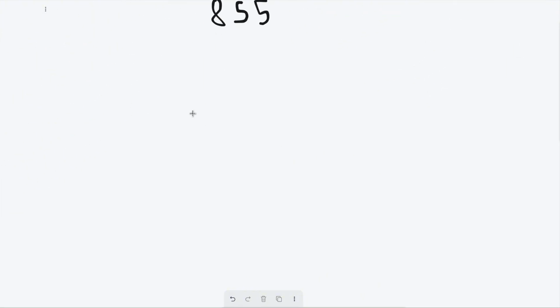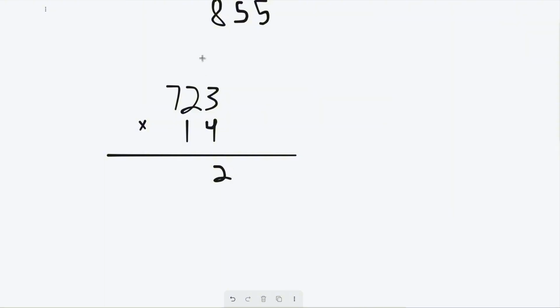Now, what happens if we do 3-digit by 2-digit? Let's do 723 times 14. So, it's really similar to what we just did, but just an extra number. So, 4 times 3, 12. We put the 2. Is 3 the last number? Nope. So, we put the 1 here.